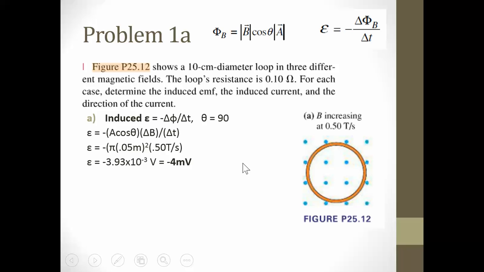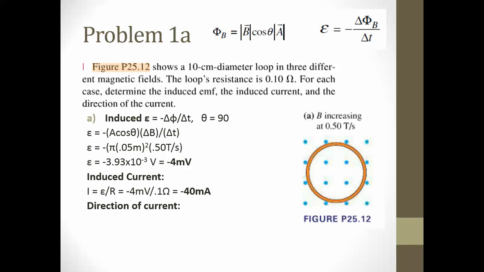Now that we have the induced EMF, we can find the induced current by using Ohm's law. Basically, the voltage divided by the resistance equals the current. We're given the resistance of 0.1 ohms, so we take our induced EMF divided by the resistance, and we get a current of negative 40 milliamps. The negative is just telling us the direction is going to be opposing, creating a magnetic field to oppose this magnetic field.